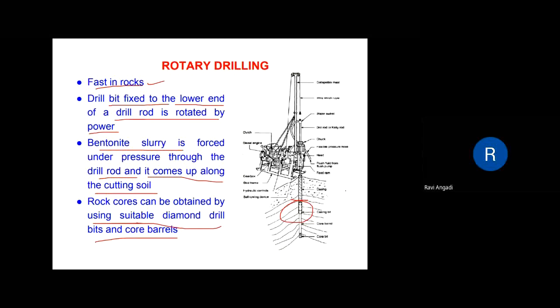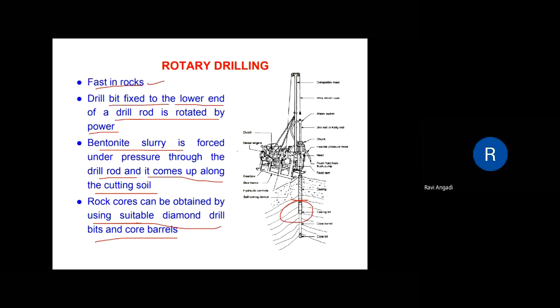This method is not well adapted for use in materials containing a large percentage of particles of gravel size and larger. The particles of this size start rotating beneath the drill rod, and it becomes very difficult to advance the hole.